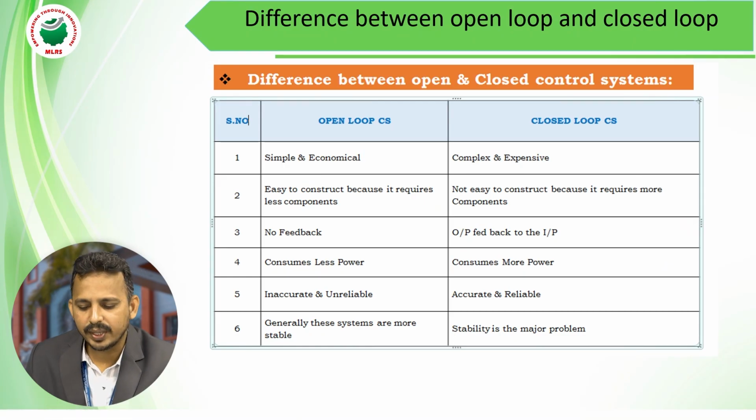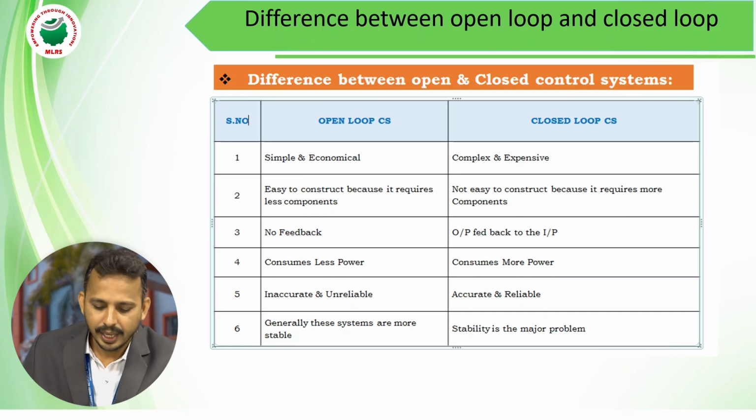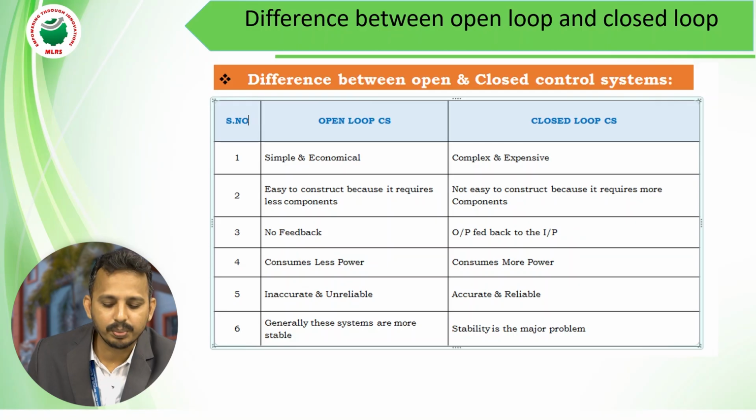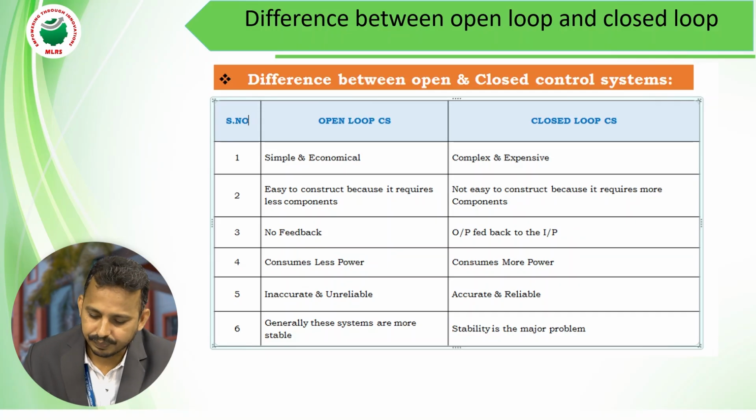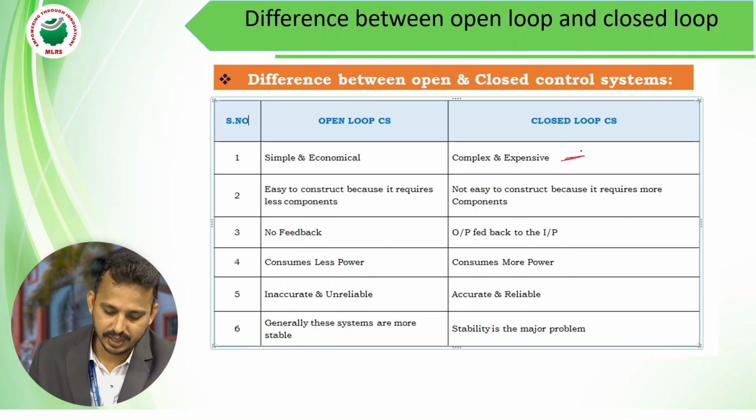So now the difference between open loop and closed loop systems. An open loop system is simple and economical because there is no involvement of a feedback system. For the feedback we have to spend more. So in case of an open loop control system, there is no need of feedback, so it is simple and economical. And a closed loop system is complex and expensive.